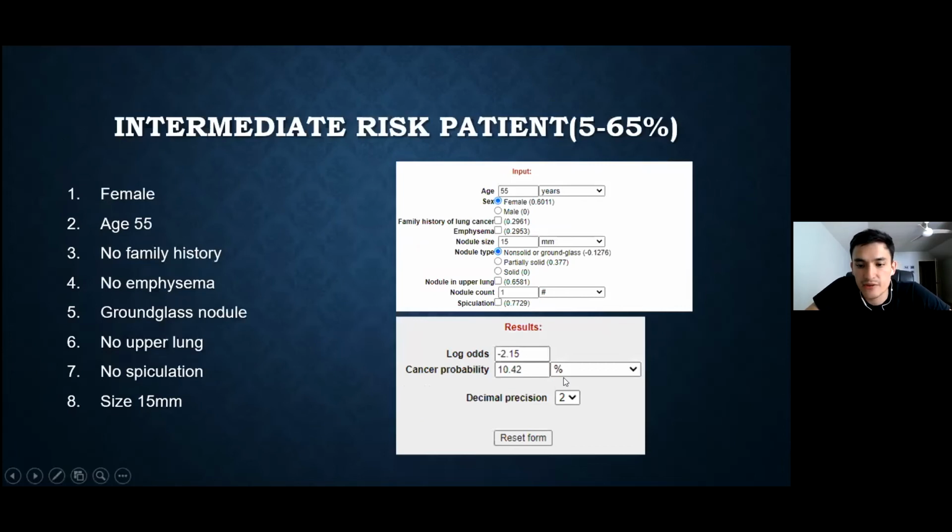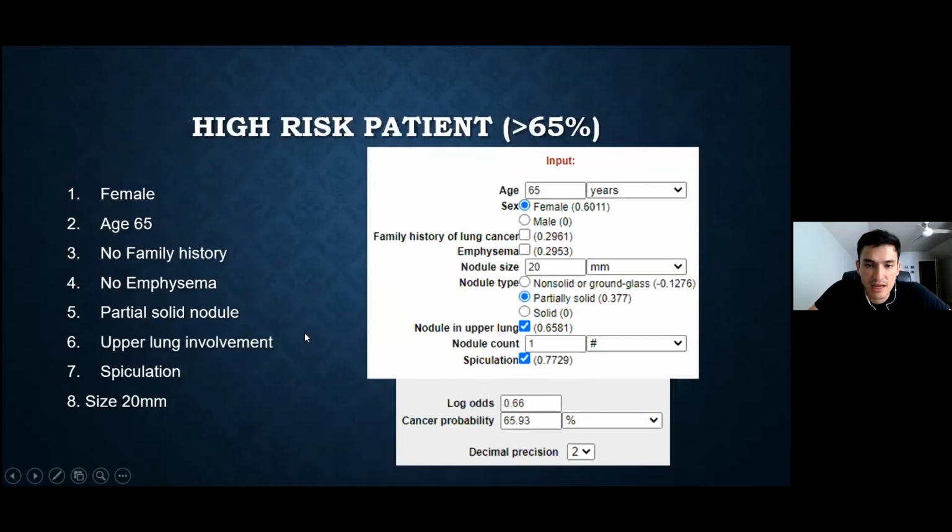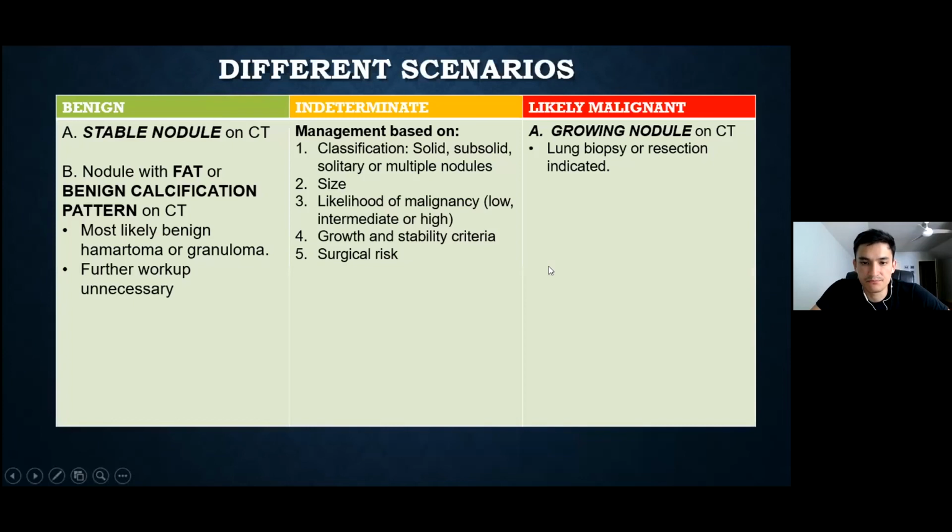This is an intermediate risk patient. It's a female, older. She has a ground glass nodule, no spiculation, no upper lobe location, and the size is bigger. It gives a probability of 10%. Intermediate is between 5 and 65%. And this is a high-risk patient, female, older, partial solid, upper lung involvement, spiculation, and a big size. So this provides a probability of 65%.